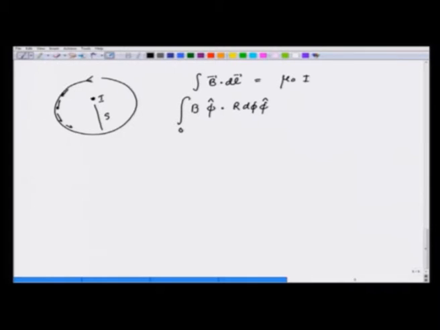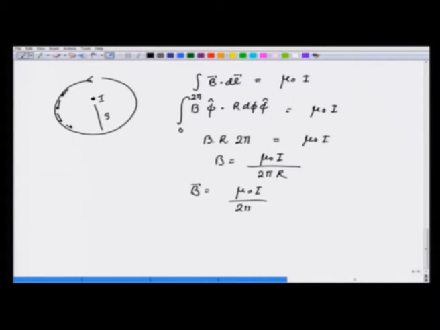Integration of phi from 0 to 2 pi is equal to mu naught I, and this phi dot phi is 1, and therefore, I get B r times 2 pi is equal to mu naught I, and B therefore is mu naught I over 2 pi r, and the B vector is going to be in the phi direction: mu 0 I over 2 pi r phi.